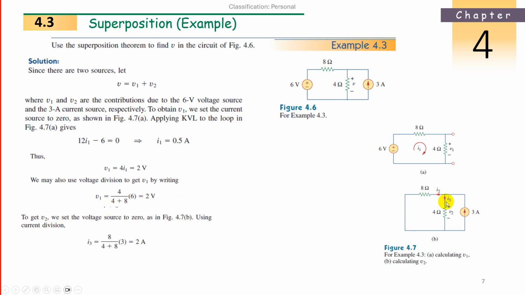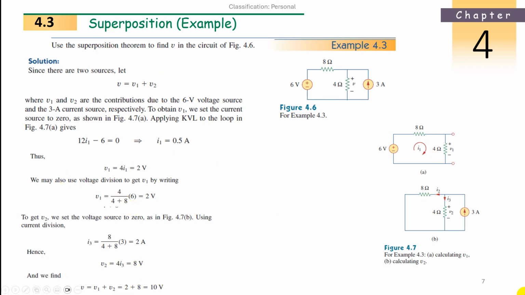Current division is the other resistance, 8 ohms, divided by total resistance, multiplied by 3. That is, the current is equal to 2 amperes. So again 2 amperes multiplied by 4, 8 volts. So V2 is nothing but 4 into I3, that is 8 volts. Now what is the total voltage V? We already know that V is nothing but V1 plus V2. V1 we got 2 volts, V2 we got 8 volts, so 8 plus 2 is 10 volts.